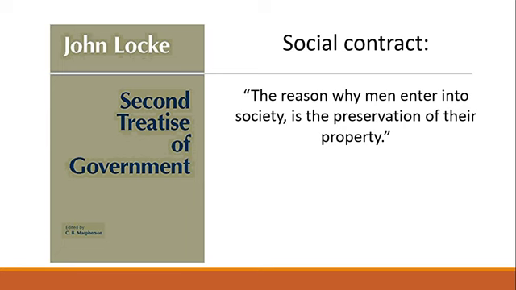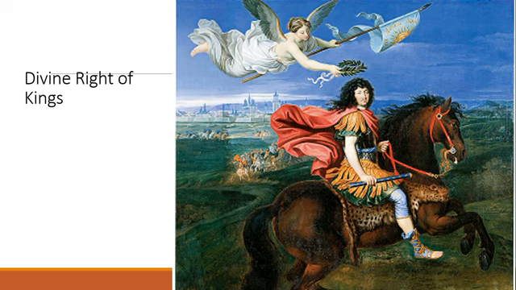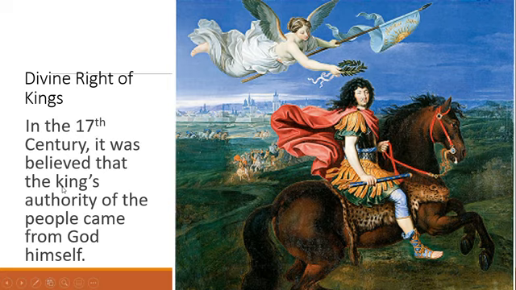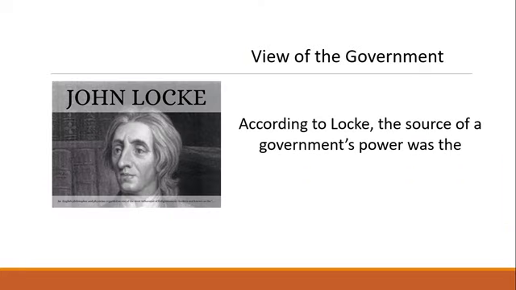A little bit more about the social contract. "The reason why men enter into society is the preservation of their property." This is taken straight out of his book, The Second Treatise of Government. At this time, it was believed that the king had something called the divine right. This was discussed in part 1 of this lesson. So that meant that the king's authority came from God himself, right? So the king's authority to rule over his country was given to him by God. That's what the people believed at the time. But John Locke disagreed with that. He said the source of the government's power was the consent of the people. You can add this, the consent of the people. That was a revolutionary idea at the time. You can put that in the view of government.